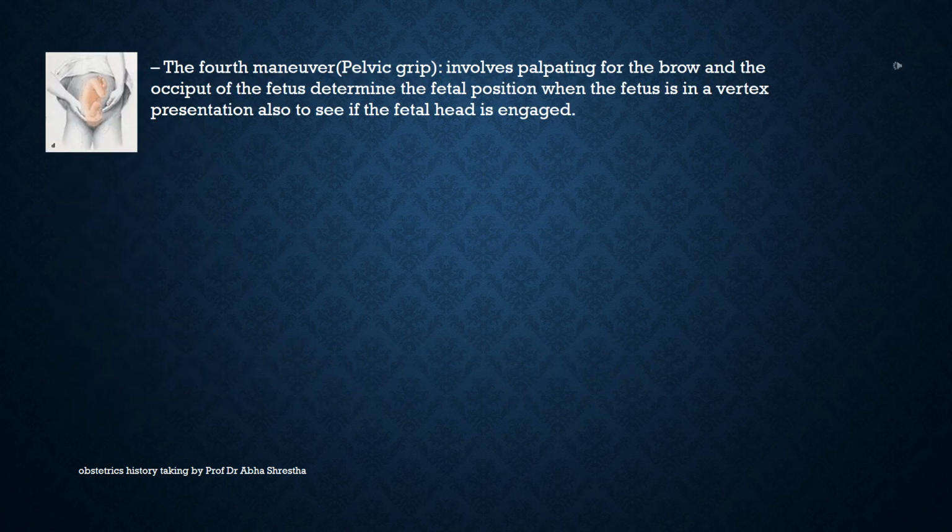The fourth grip, or the fourth maneuver, the pelvic grip, involves palpating for the brow and the occiput of the fetus. This determines the fetal position when the fetus is in vertex presentation, and it will also give us an idea whether the fetal head is engaged or not.